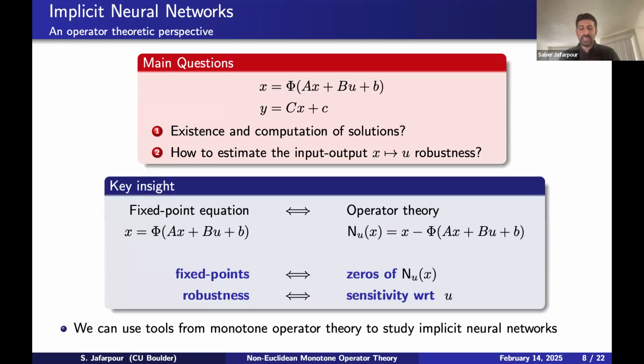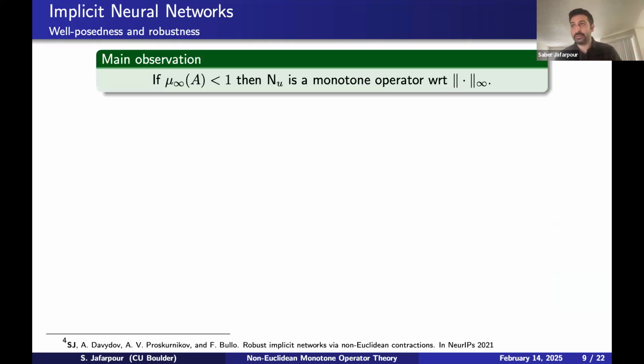Okay. So the key insight that we have for studying this type of implicit neural networks is to consider this fixed point equation as an operator, x minus phi(Ax + Bu + b). As a result, fixed points of this equation are going to be zeros of this operator. And robustness would be the sensitivity of the zeros of this operator with respect to u, which is the input parameter, right? Now this allows us to use all the tools from non-Euclidean monotone theory that we developed to study robustness and well-posedness of these implicit neural networks.